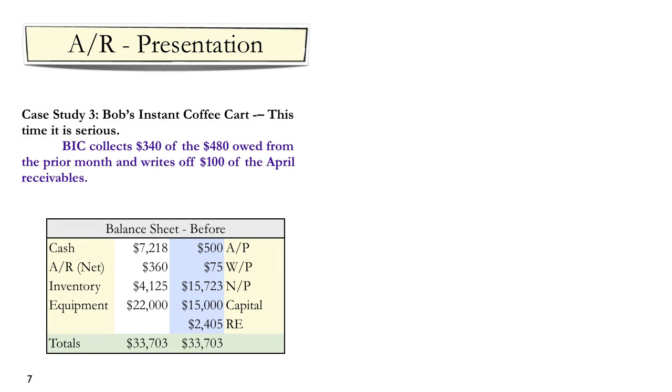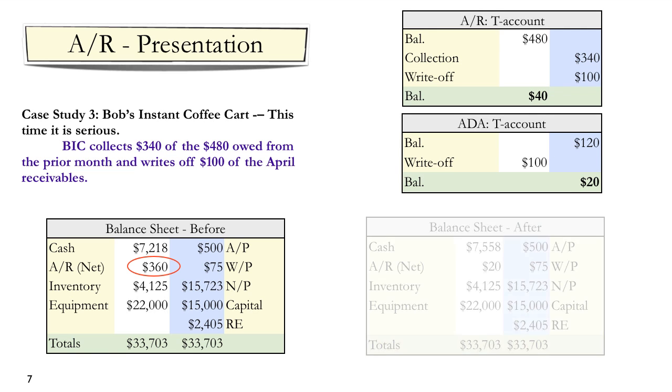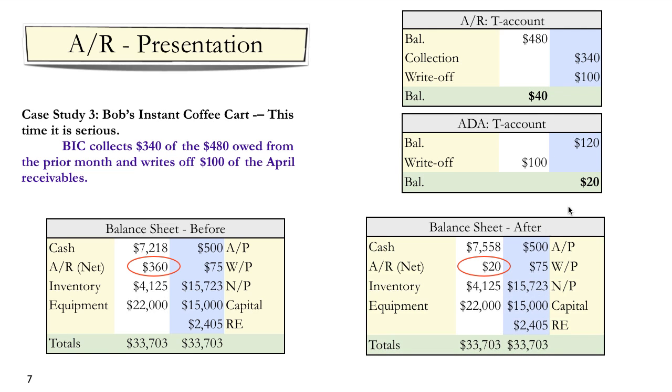Let's look at the presentation of accounts receivable on the balance sheet. Before we started these transactions, there was a net balance of $360, but after we collected last month's accounts receivable and wrote off $100 as uncollectible, notice now the net amount is only $20, $40 debit offset by a $20 credit. So the balance sheet after shows a net accounts receivable of $20.